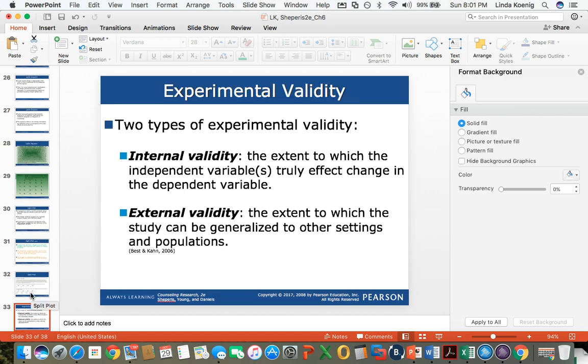All right, experimental validity. There are 2 types. There's internal and there's external. So internal is the extent to which the independent variable truly is responsible for the change in the dependent variable. And external validity is the extent to which the study can be generalized to other settings and other populations.